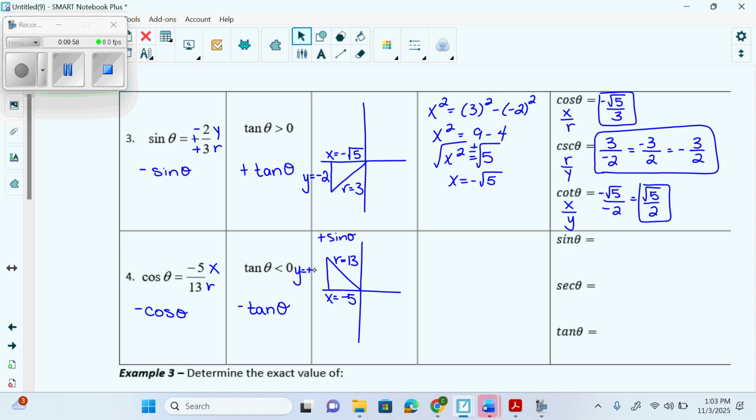Now, remember with 3, 4, 5, that was a nice perfect triangle that we did before when we got a 3 and a 4. 5 was the radius. This is another nice one that doesn't turn into radicals. It's 5, 12, 13. So they use them sometimes. So we're going to get y squared equals 13 squared minus negative 5 squared. Y squared equals 169 minus 25. Y squared equals 144. Square root. Plus or minus.